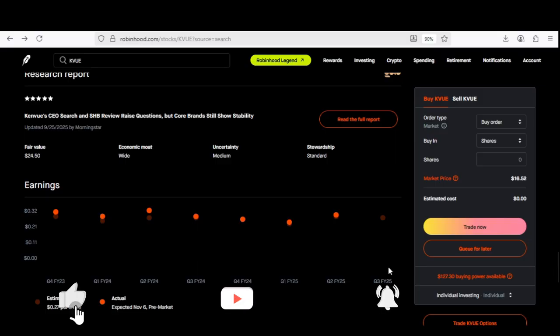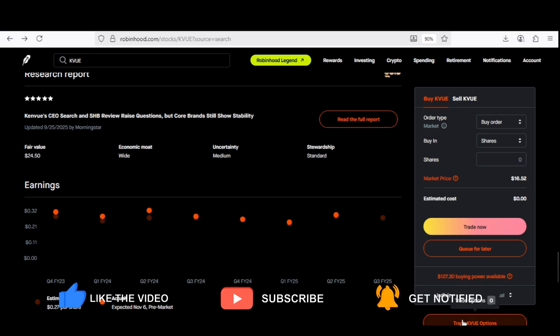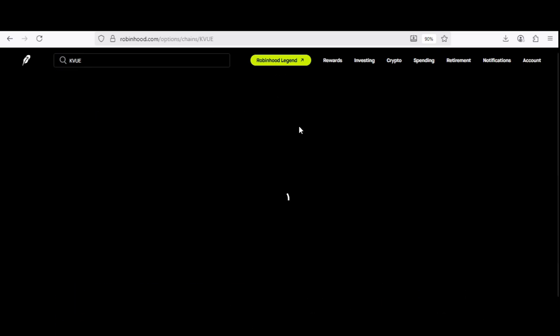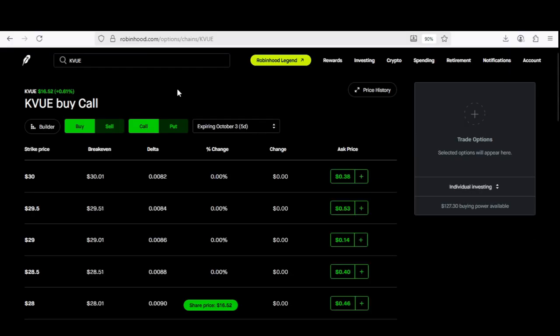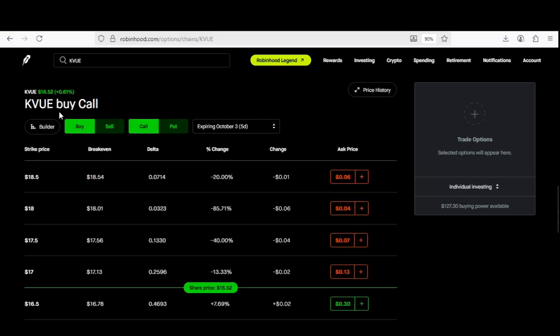Now we're going to go ahead and get into the options. So let's go ahead now to trade KVUE options down into the bottom in order for us to open up the options chain. Now that we are on the options chain, all this information down here in its entirety represents the option chain. What the option chain does is that it gives us enough information in order for us to make a very informed decision before getting into any options contract.